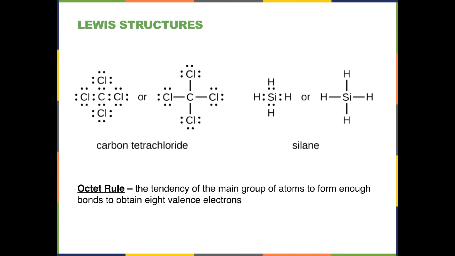The rule of octet is maintained throughout in virtually all situations. Now, there are very rare exceptions, which we may talk about at some point. The rule of octet states the tendency of a main group of atoms to form enough bonds to maintain 8 valence electrons. You notice this tendency to desire, either through sharing or absolute transfer, to get 8 electrons around each atom.